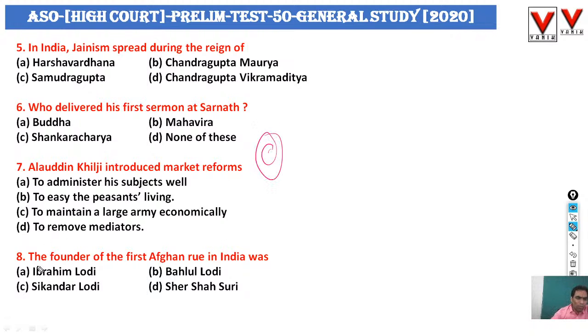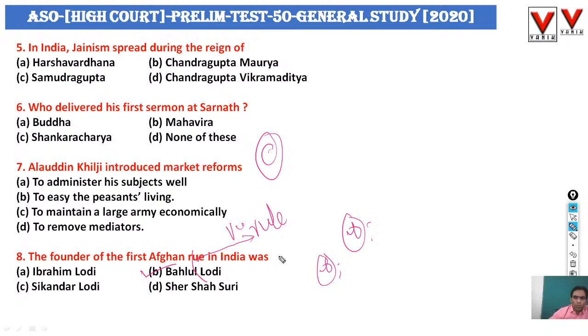Now we are going to proceed further, and it is talking about the founder of the first Afghan rule in India. That was Behlul Lodi. The right answer is B. The founder of first Afghan rule, R-U-L-E, rule. So that means Behlul Lodi. Right answer is B.